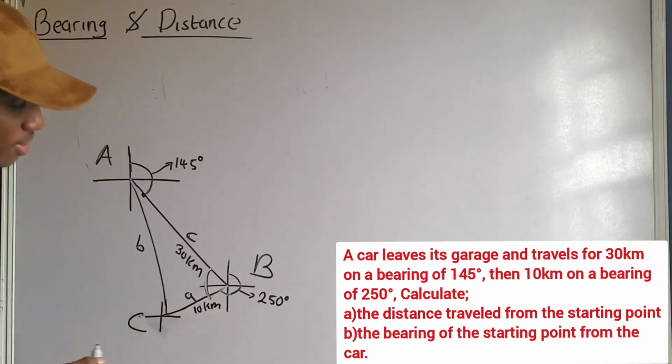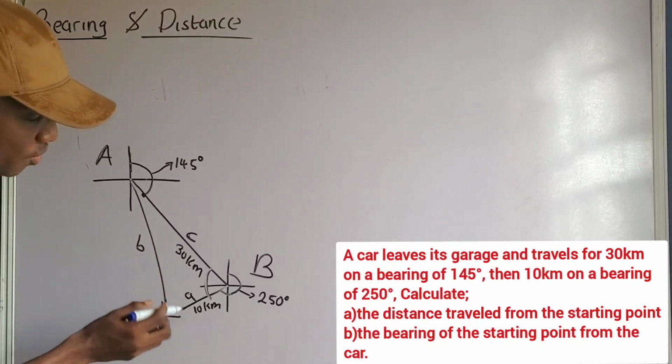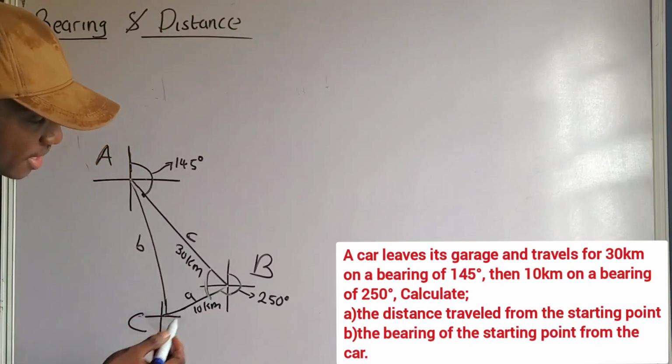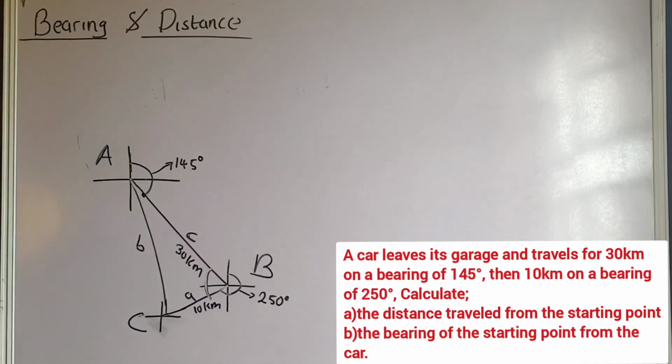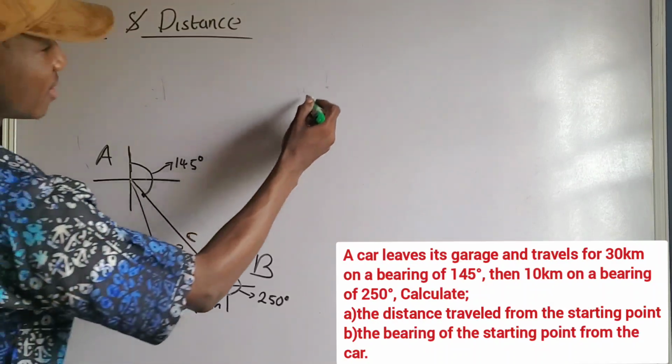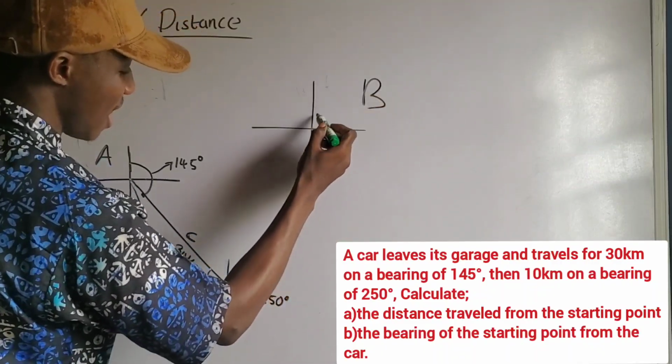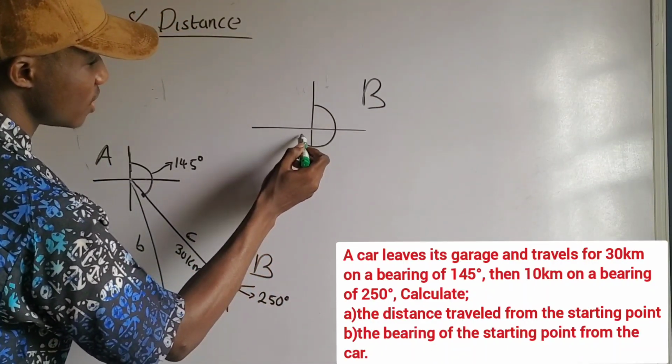Let us get this angle. Okay? Now, to get this angle, we know that from this point to this point is what? Is 250. And I want to bring out this bearing. This point that you see here is point B. Do you understand? And from what we have here, from this point to this point is what?